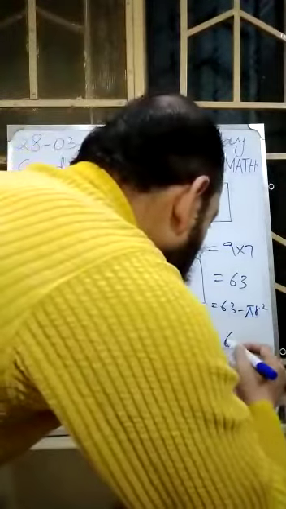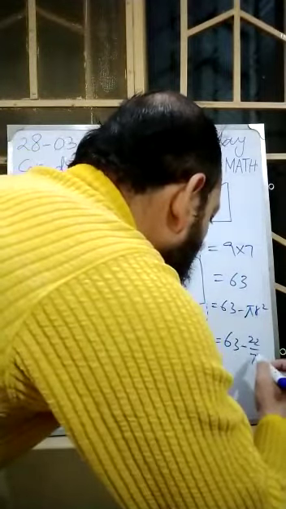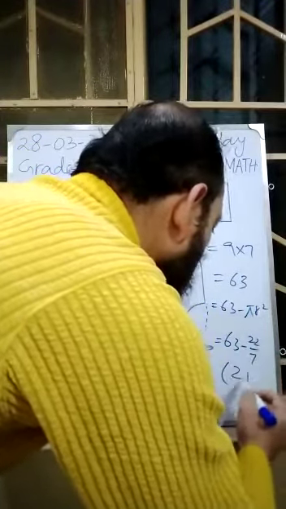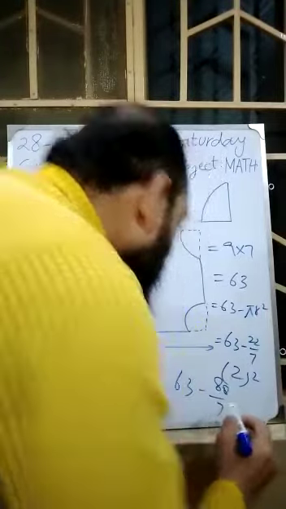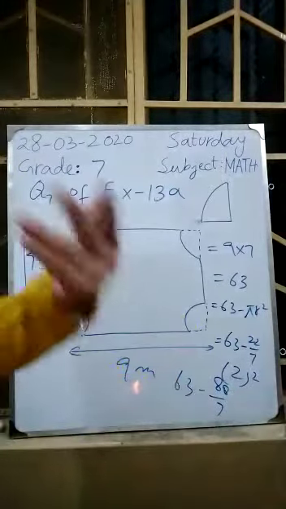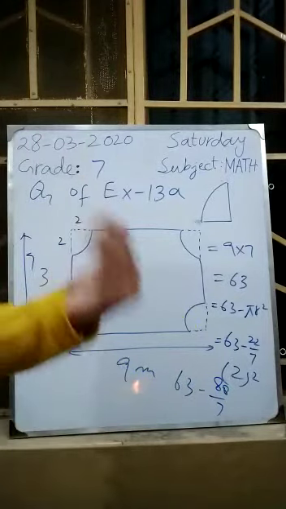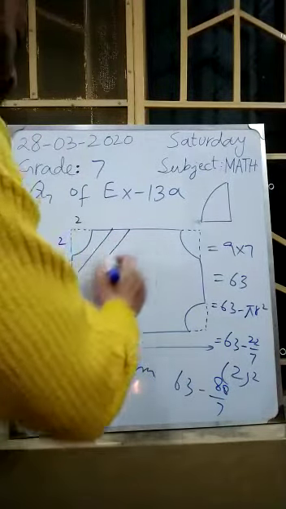So you will get 63 minus 22 over 7 multiplied by 2 square. So 63 minus 88 over 7. After calculating this, you can easily find the area of the shaded part, which is this.